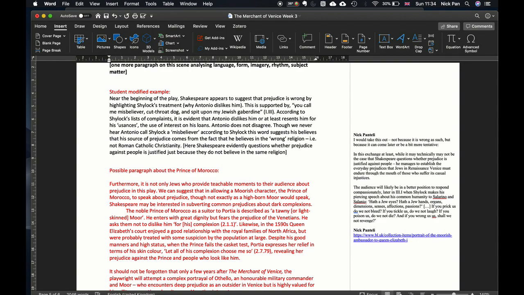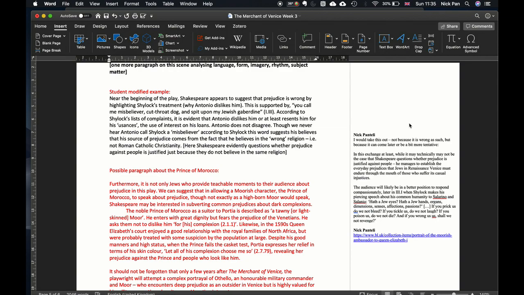Though we never hear Antonio call Shylock a misbeliever, according to Shylock, this word suggests that he believes the source of his prejudice comes from the fact that he believes in the wrong religion, so he's not a Roman Catholic Christian. And this student has also said, "Here Shakespeare evidently questions whether prejudice against people is justified just because they do not believe in the same religion."